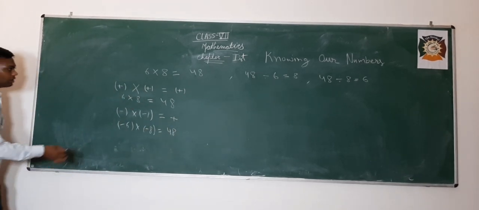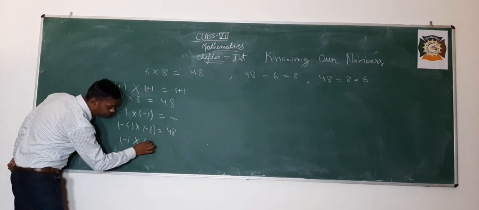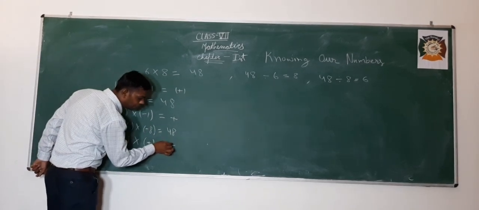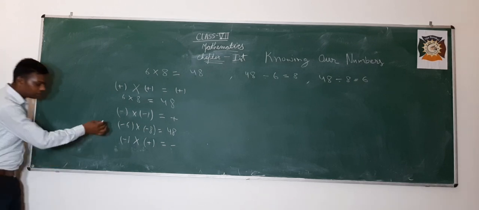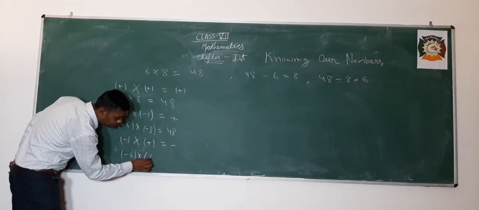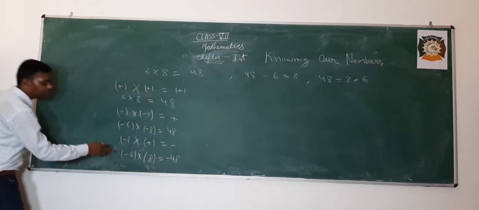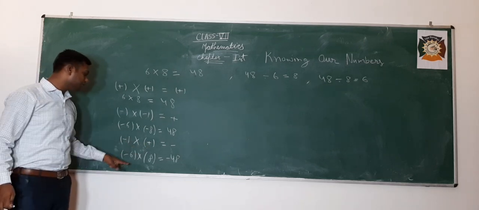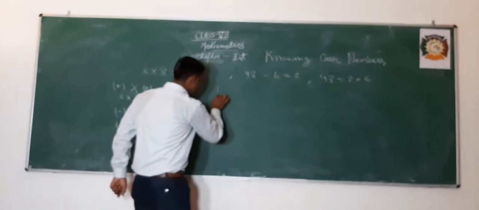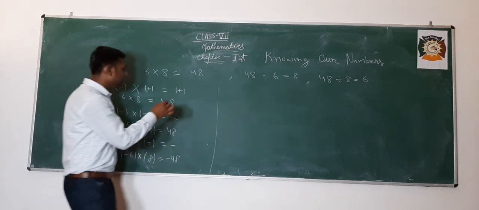And in the third case, if we multiply a negative number with a positive number, that will be a negative number. Consider the same example. Minus 6 into plus 8 is equal to minus 48. And if we reverse the order, it will be the same: first one is positive, second one is negative. The same case happens in division also.